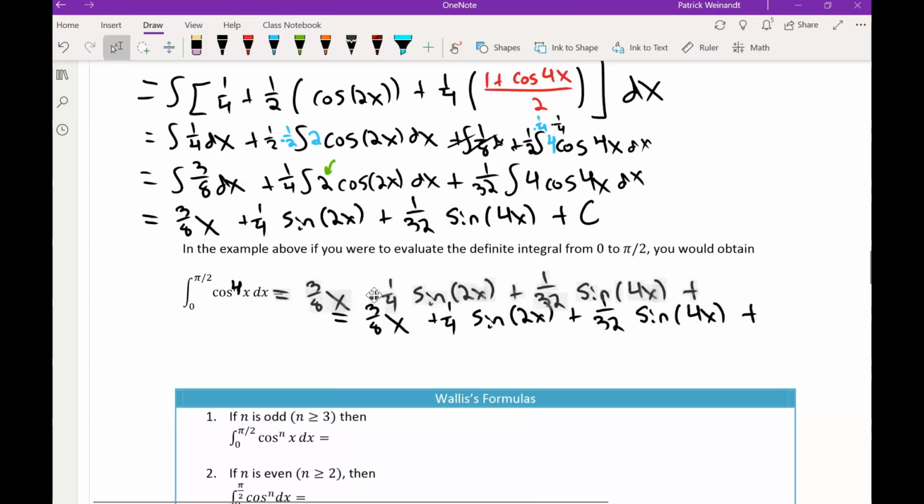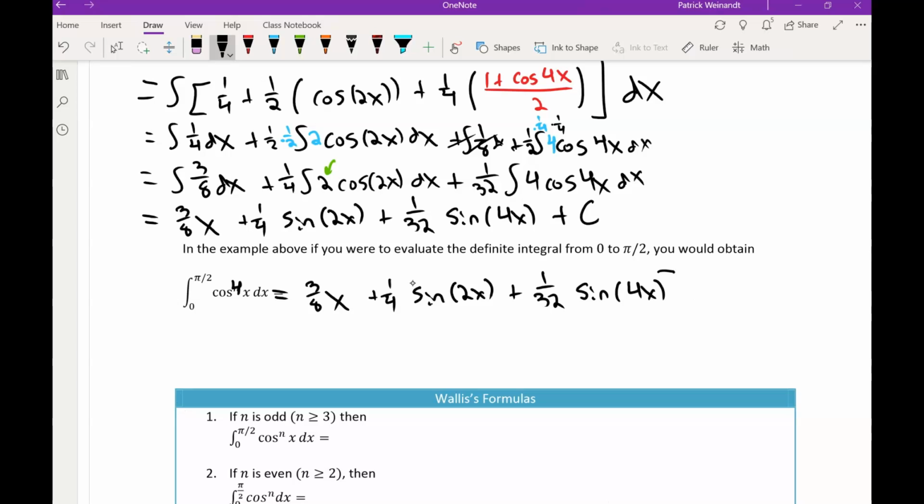Nice. Okay, but if we were doing a definite integral, we wouldn't have that c. We'd be evaluating from 0 to pi over 2. And that would be equal to, well, if you plug that in, you would get 3 pi over 16 plus 0, minus, if we did the lower limit of integration, you would just plug in 0, which means you'd get 0 a bunch of times. Really, the only term contributing to the solution would be that 3/8 x, or 3x over 8.